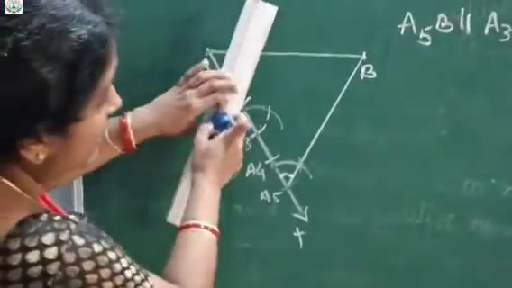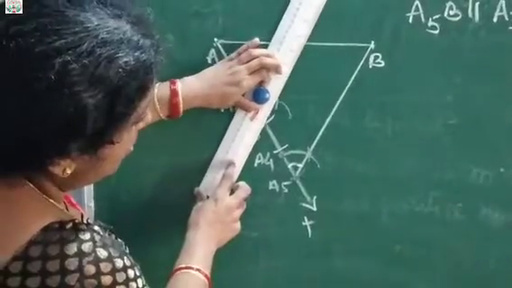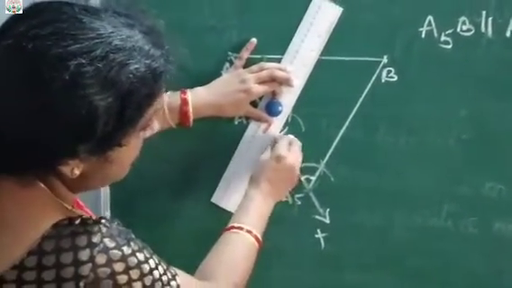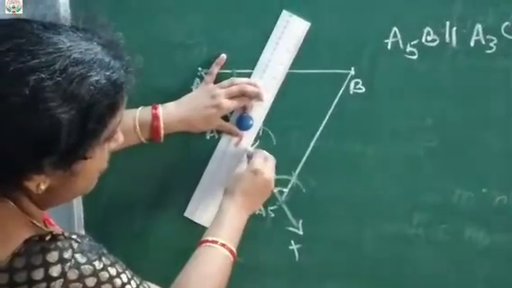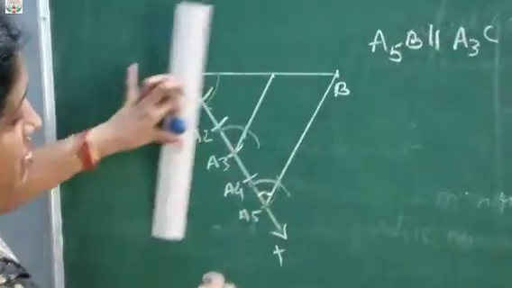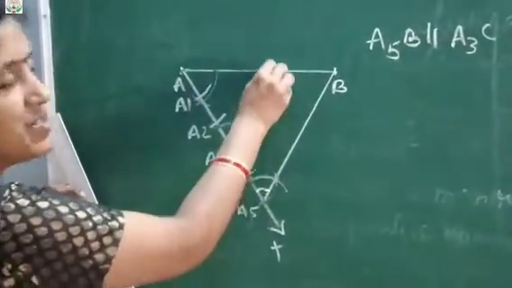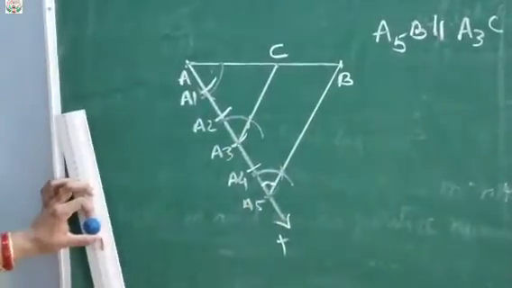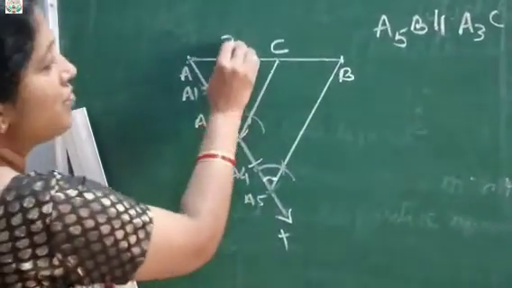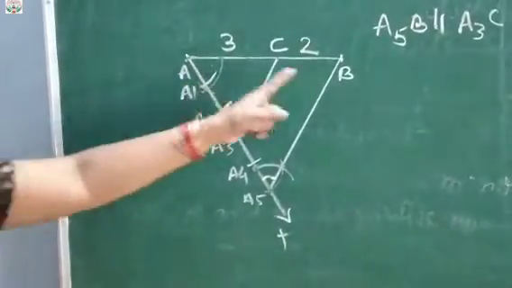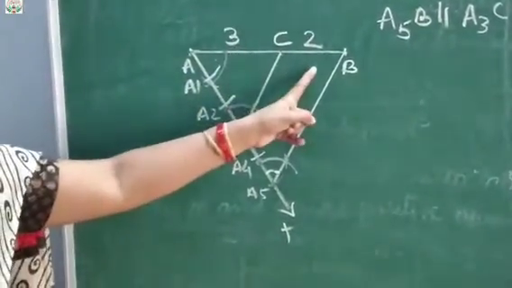Now from A3, draw a line touching this angle made by this arc. Join this, likewise join. Wherever it is touching AB, that is point C. And this is of 3 and this is of 2 ratio. That is, the line segment is divided into 3:2 ratio.